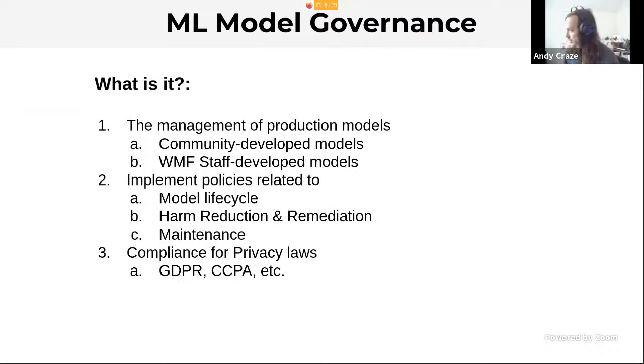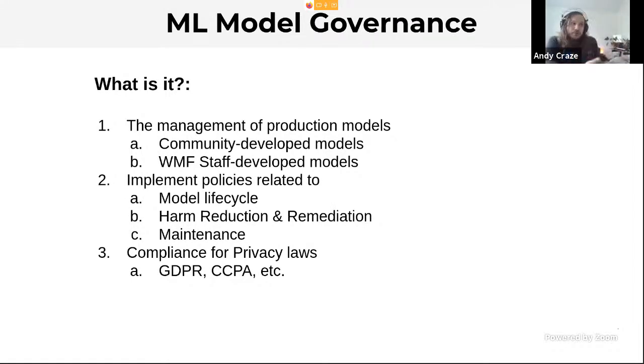Machine learning model governance, what is it? When I think of a model governance policy, I think of the actual management of the models that we present in production, host, and publish to the world. We have a number of different types of models. We have community developed models that we host on our infrastructure. We also have internal models that are developed by staff here at the Wikimedia Foundation. And then there are hybrid models that are built with the community and are continuous collaborations. We also think about how we implement policies related to the model life cycle.